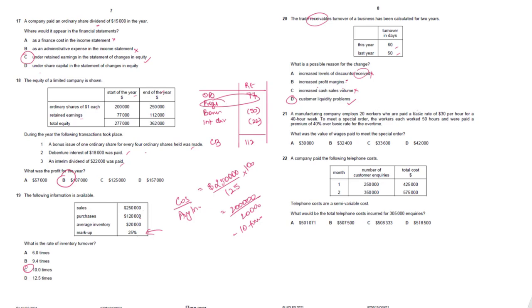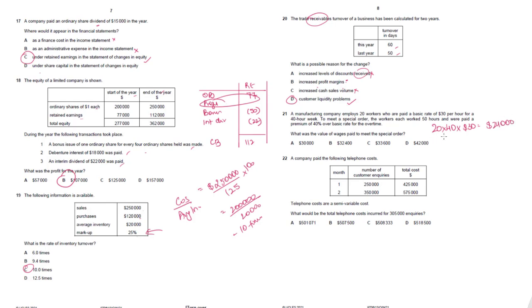A manufacturing company employs 20 workers who are paid at the basic rate of $30 per hour for 40-hour week. To meet a special order, workers each worked 50 hours and were paid a premium of 40% over the basic rate. What was the value of wages paid to meet the special order? So first they were paid 20 workers into 40 hours into $30. So 24,000 is the basic.